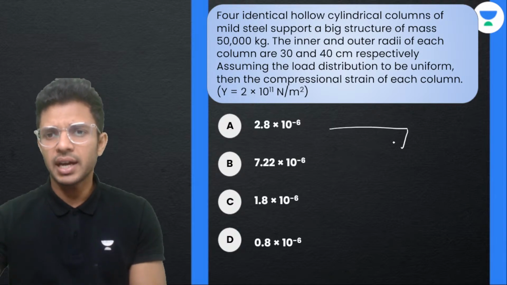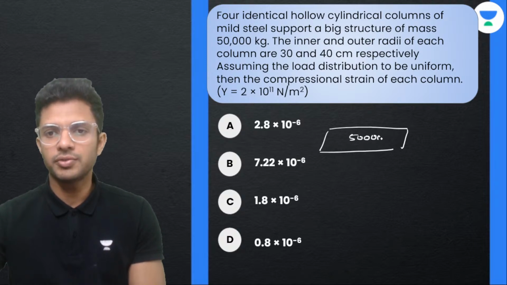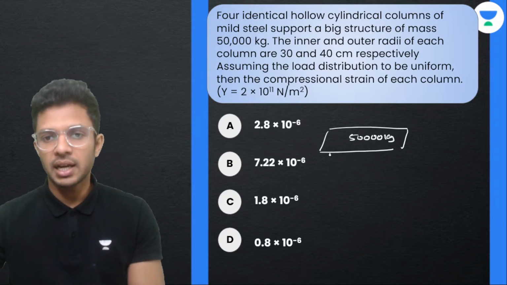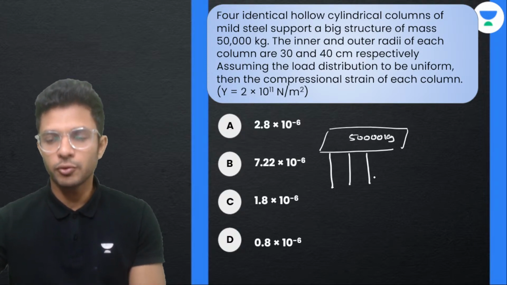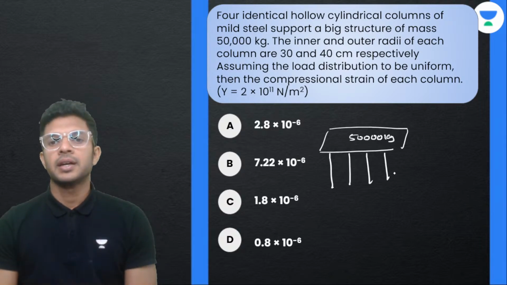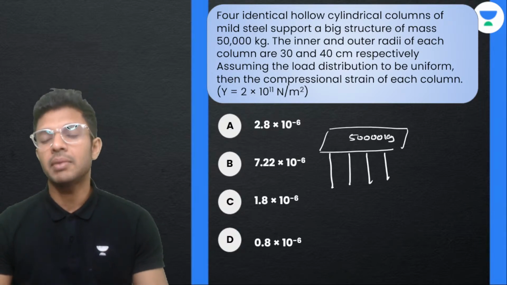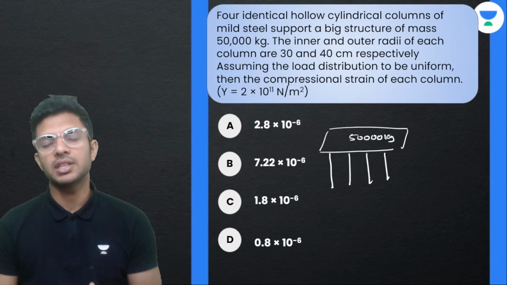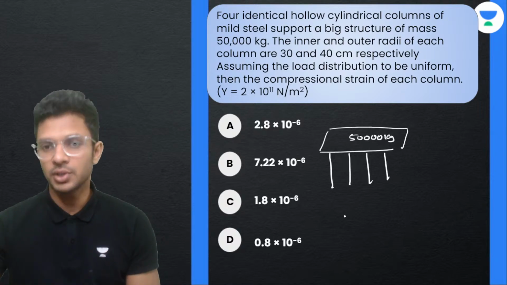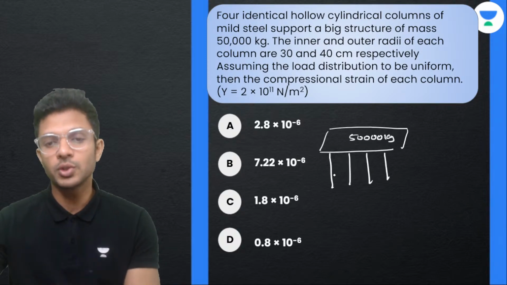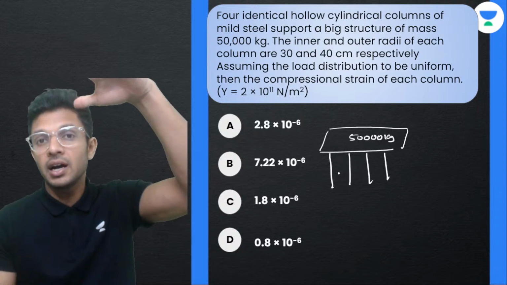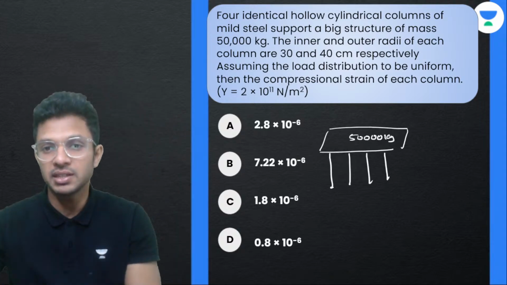Let's say we have a big body like this of some 50,000 kilogram, and now this is being supported by four different columns here. And it is said that the weight given by this 50,000 kilogram body is equally distributed. So tell me, on each of these columns, how much force will it be experiencing? How much compressional force will it be experiencing?